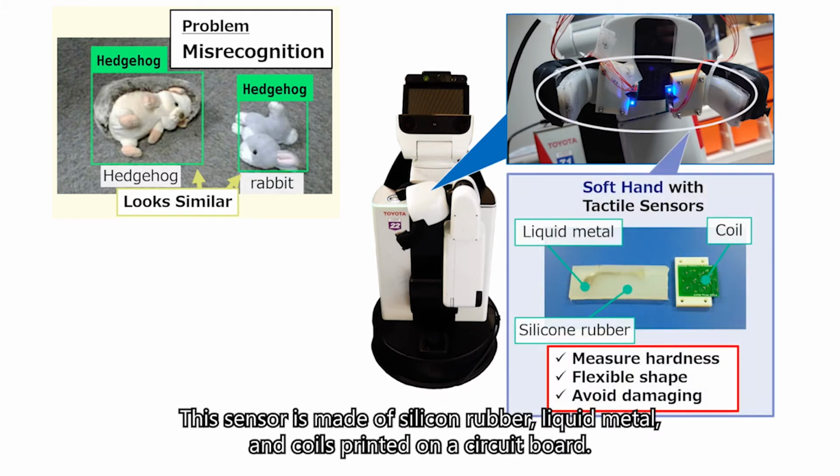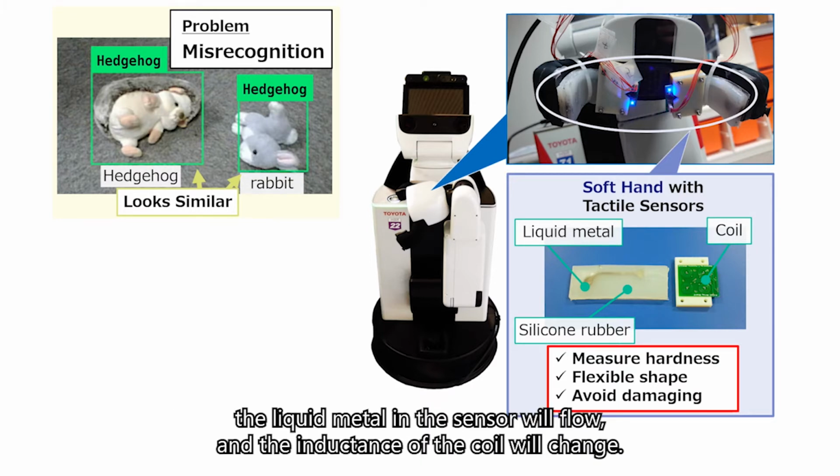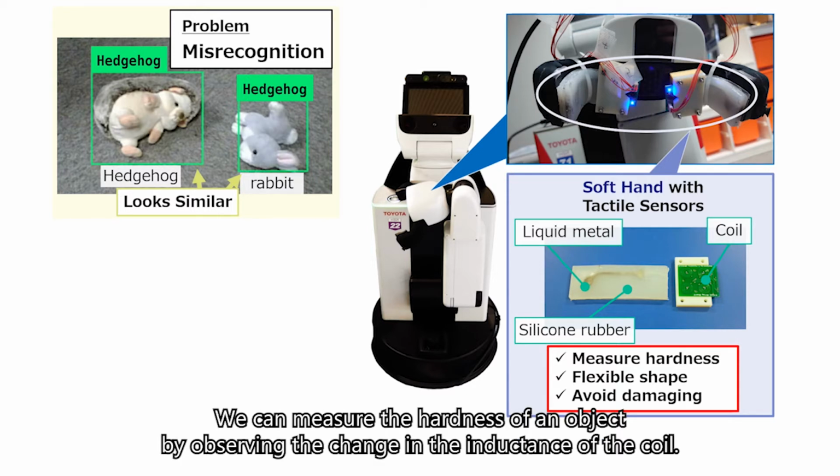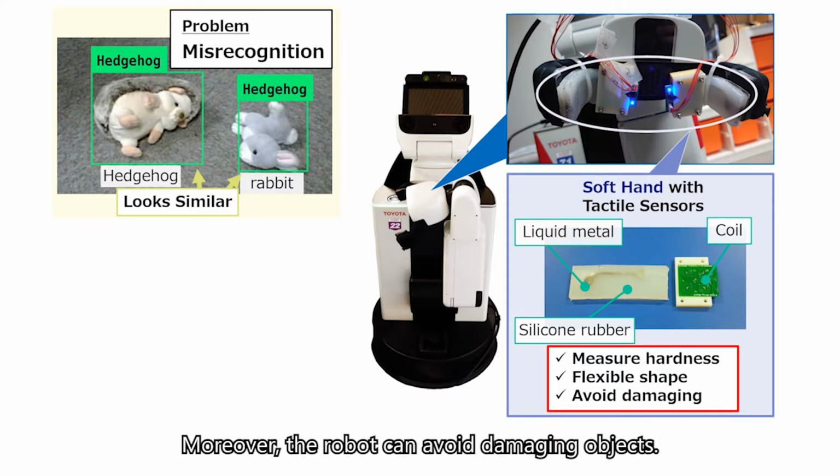This sensor is made of silicon rubber, liquid metal, and coils printed on a circuit board. When a force is applied to the sensor, the liquid metal in the sensor will flow, and the inductance of the coil will change. We can measure the hardness of an object by observing the change in the inductance of the coil. Since this sensor is soft, the shape of the hand is flexibly changed to fit an object. Moreover, the robot can avoid damaging objects.